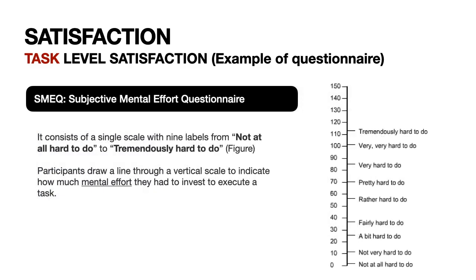The second example of questionnaire is the subjective mental effort questionnaire. In this case, participants' responses are measured through a single scale with 9 labels, from not at all hard to do to tremendously hard to do as shown. Using this scale, participants are asked to draw a vertical line to indicate how much effort they need to do mentally to perform the given task.